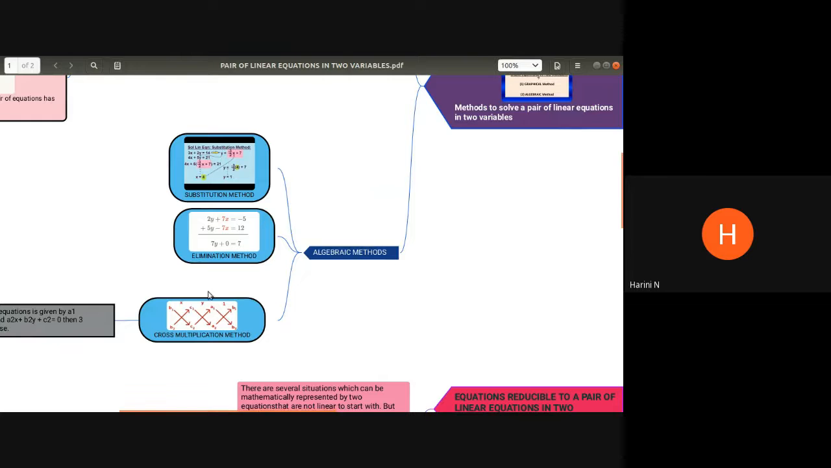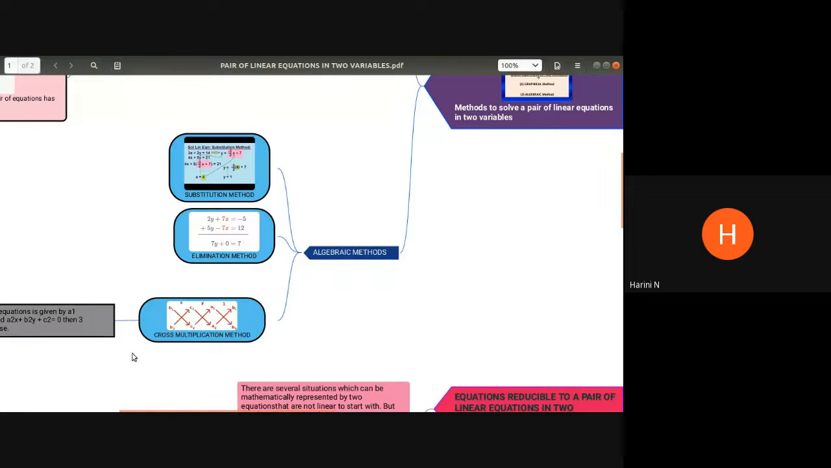Now, amongst these three methods, one of the methods is deleted for you this year. The cross multiplication method is something which is not going to be assessed for you in the boards. So we will only concentrate on the substitution and the elimination method.